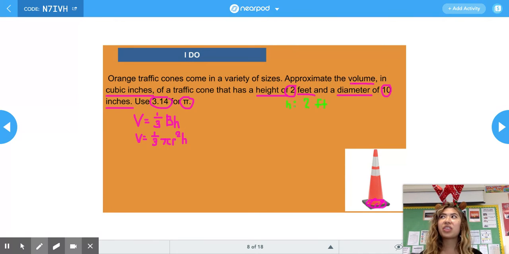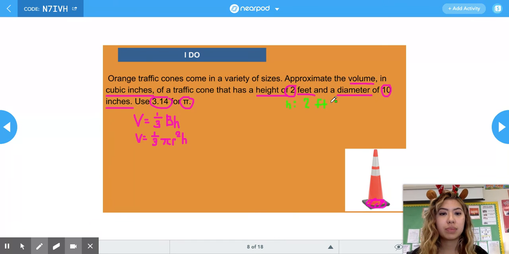And so if I think about it, I know that there's 12 inches in a foot because when you have a ruler, there's 12 inches and that's considered a foot. And so if we have 2 feet or 2 of those rulers, 2 times 12 or 12 plus 12 is 24. So our height is going to be 24 inches.